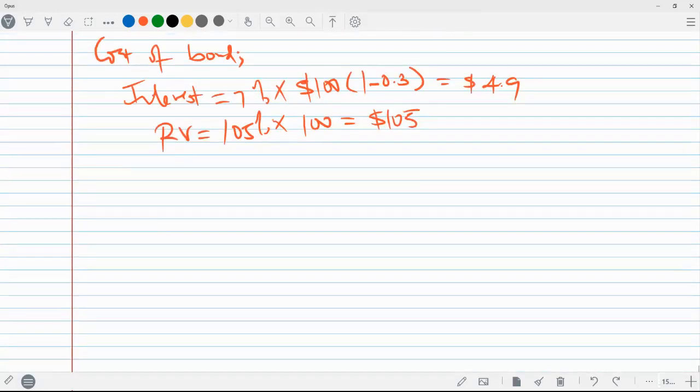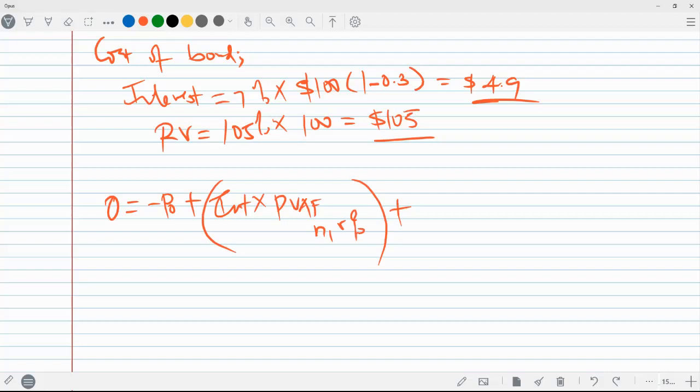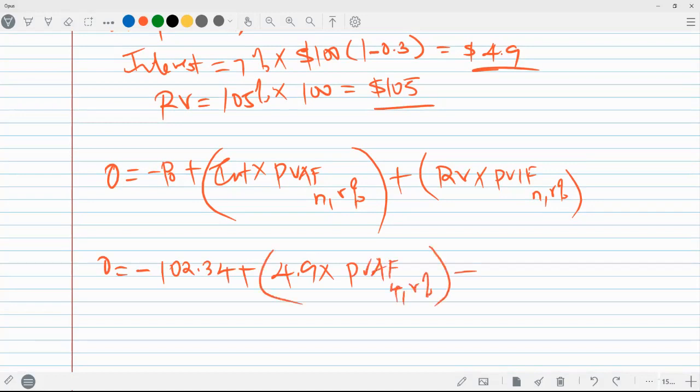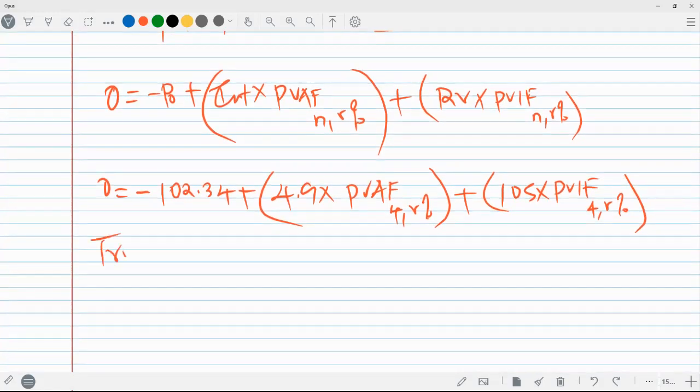Yes, that is it. I think we can now be able to get it. So don't forget, if we discount the cash flows, the redemption value and the interest, at the cost of debt, then we ought to get 0. 0 is equal to negative P naught plus the interest we receive times the present value factor, N years, R%, where R% here is the cost of the bond, plus the redemption value discounted back, N years, R%. To put it into context, 0 ought to be equal to negative market value, 102.34, plus the interest we're earning, 4.9 times present value factor, 4 years, R%, plus the redemption value, 105 times present value factor, 4 years, R%. So as we say, don't forget to use the trial and error method.